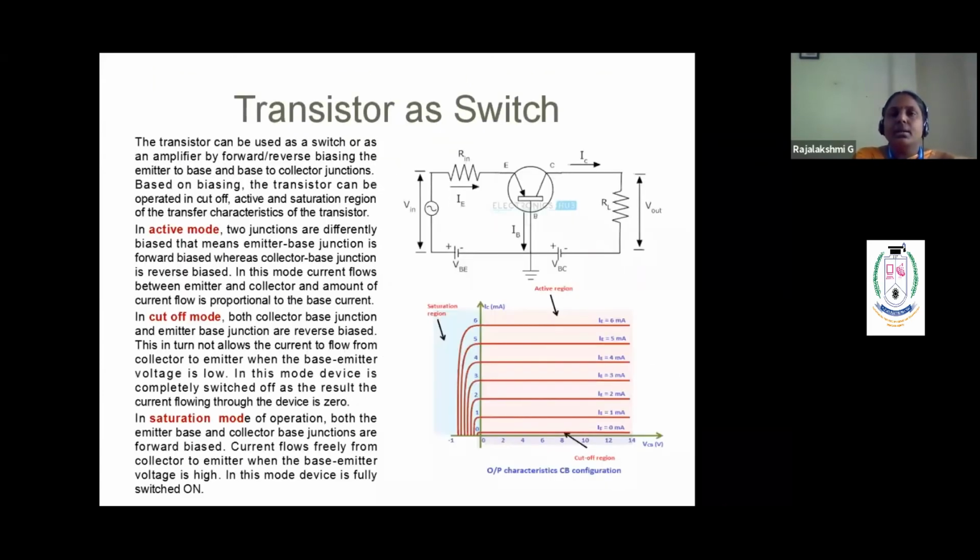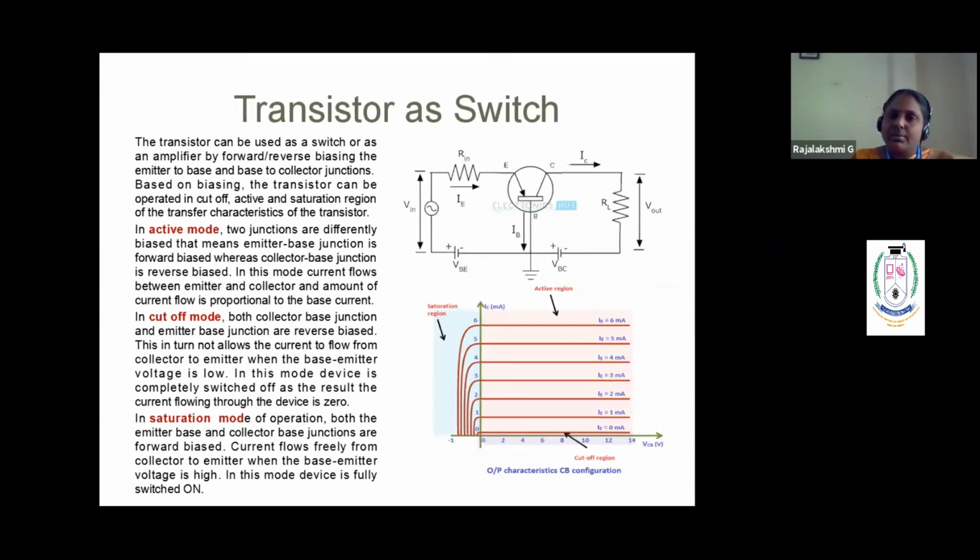Next is, as I told you earlier, the transistor can be used as a switch, right? What do you mean by a switch? On and off. How can you make this transistor a switch? When you are going to use the transistor in some other applications, you can use this device as a switch. That is the point here. You can utilize this transistor to turn something on or off in a circuit.